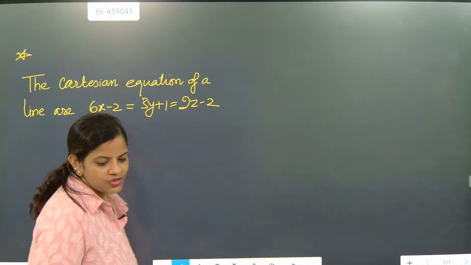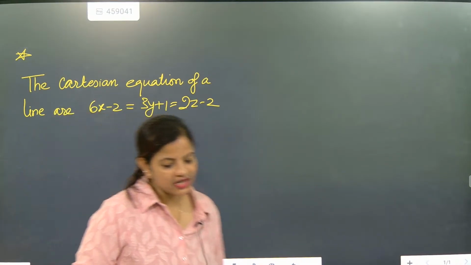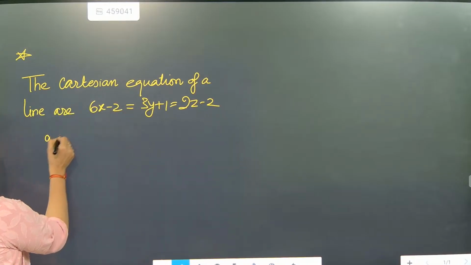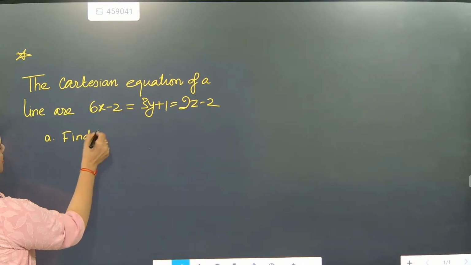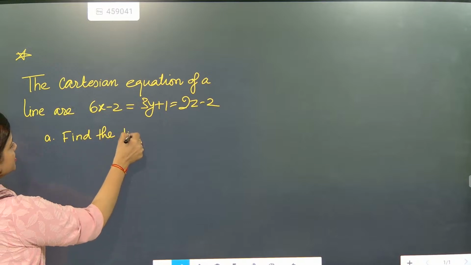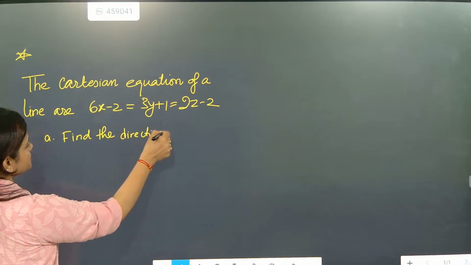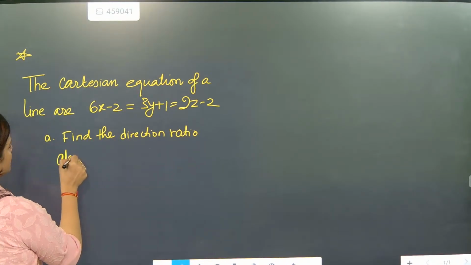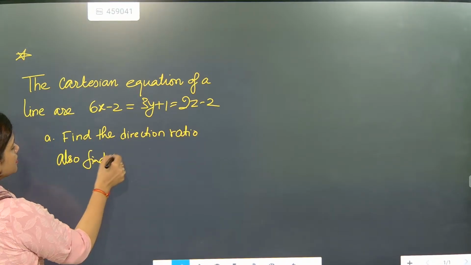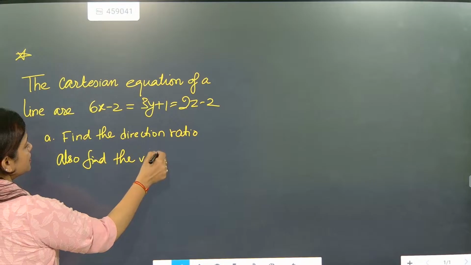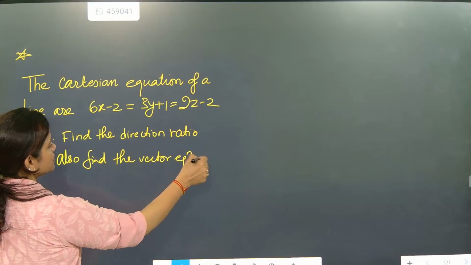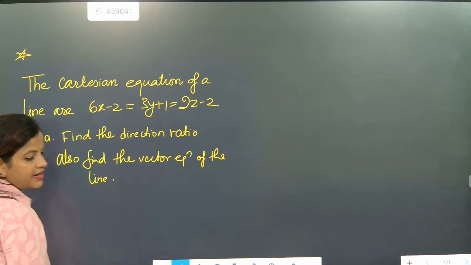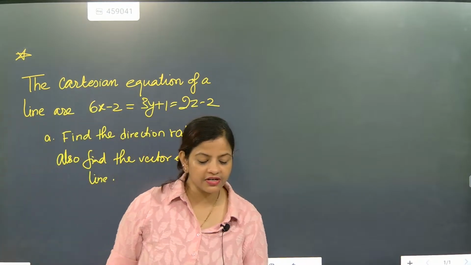Now look here. 2z minus 2 is there. So find the direction ratio and also find the vector equation of the line. So first, find the direction ratio. Also find the vector equation of the line.